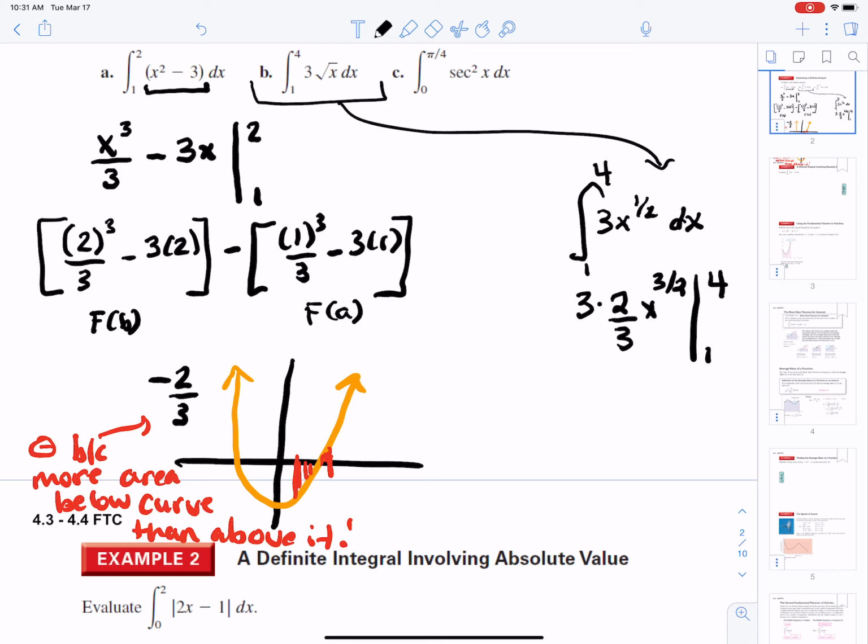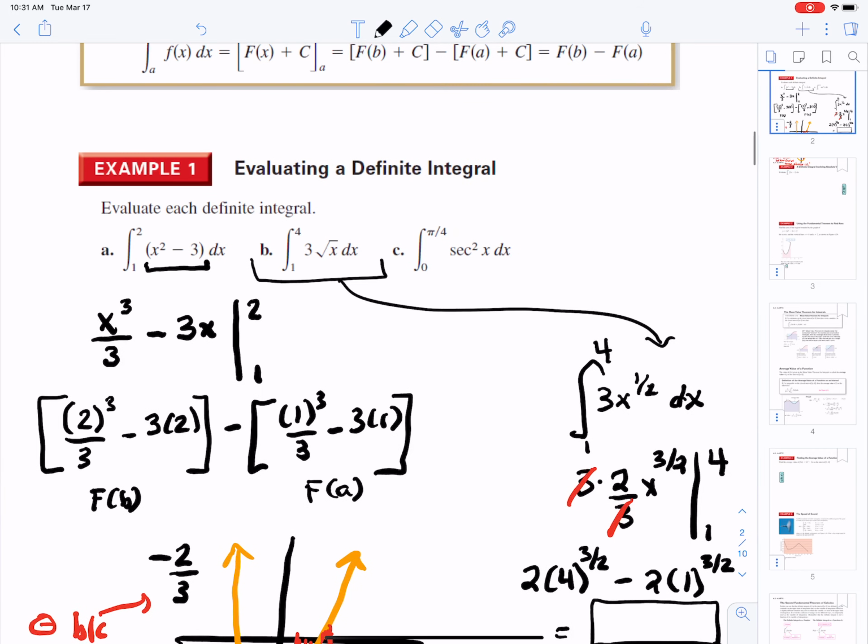Okay, so the 3's cancel. This would be 2, 4 to the 3 over 2 minus 2 times 1 to the power of 3 over 2. And again, my 3's have canceled out here. And then you just work out this final answer. So on the AP exam, you don't have to actually work it out, but you can just work out that answer as a value. Okay, let's try the last example.